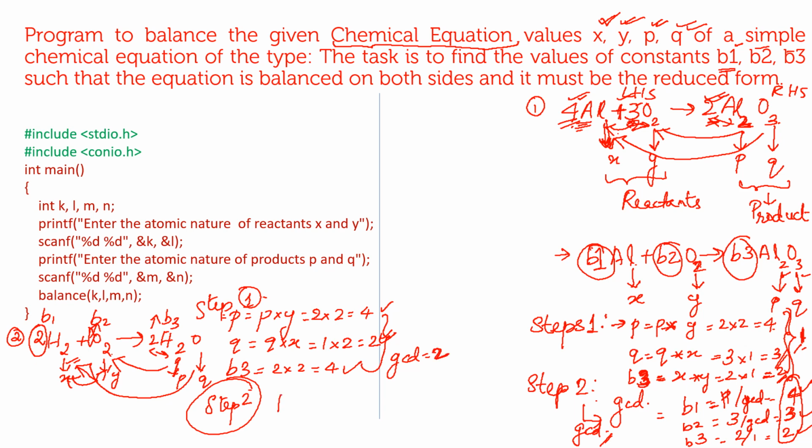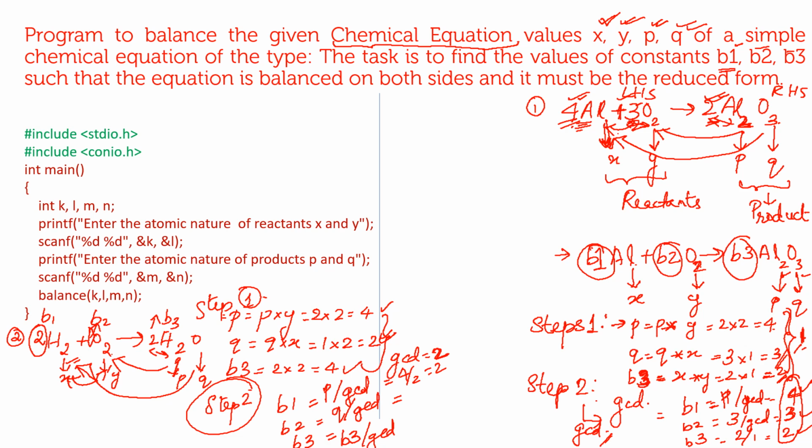Now you have to divide. What will be your coefficients B1, B2, B3? B1 will be equal to P divided by GCD. B2 will be equal to Q divided by GCD, and B3 will be equal to B3 divided by GCD. Already you have calculated B3, right? So what will be your first one? 4 divided by 2, which will be equal to 2.